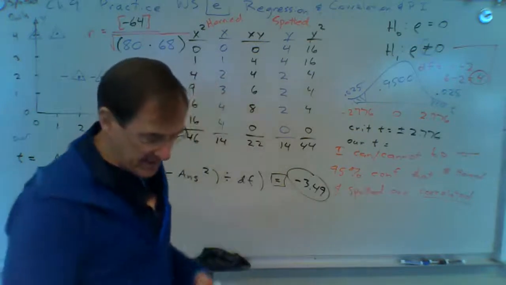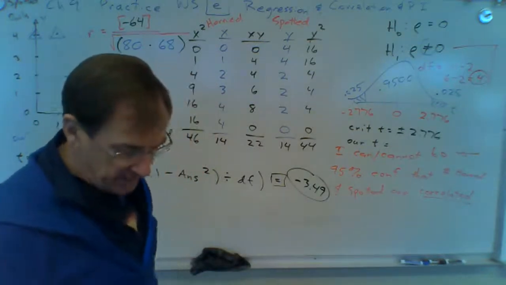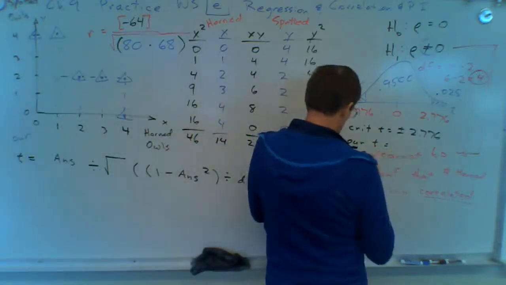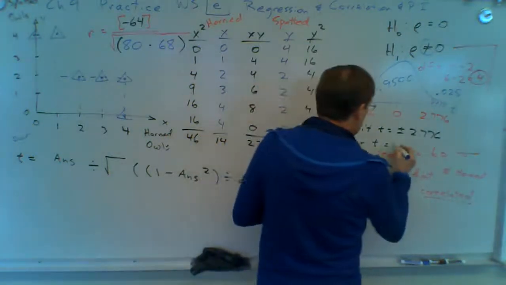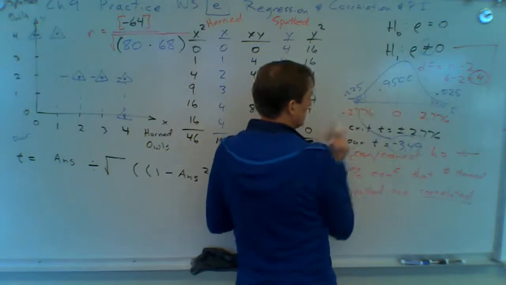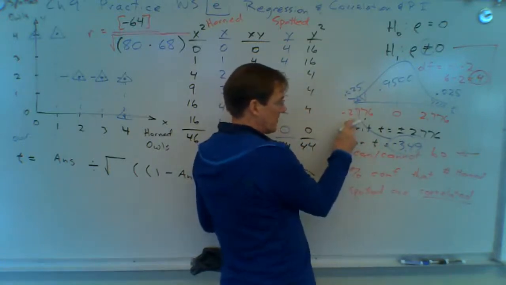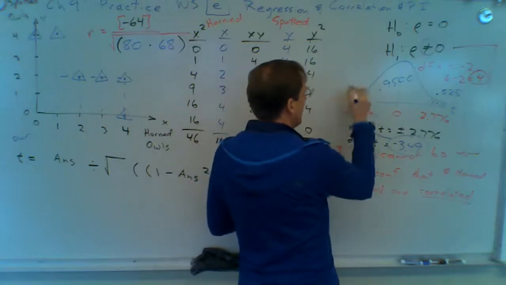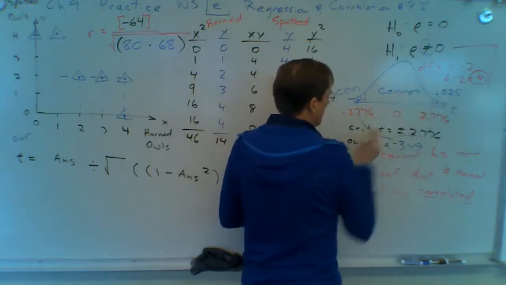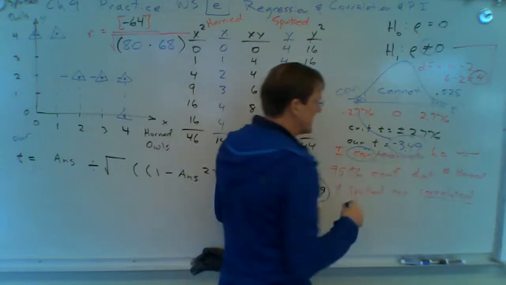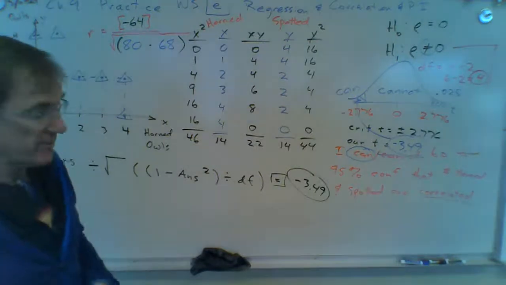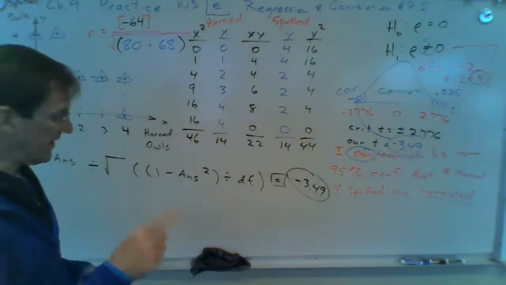These answers are at the bottom of your worksheet, by the way, so there should be a negative 3.49 down there. So our data's t is negative 3.49. And of course, negative 3.49 goes over here. It's smaller than negative 2.776, so this is in the rejection region. And we can be 95% confident that the numbers of horned owls and spotted owls in the quadrants are correlated. Okay, so that's part one.